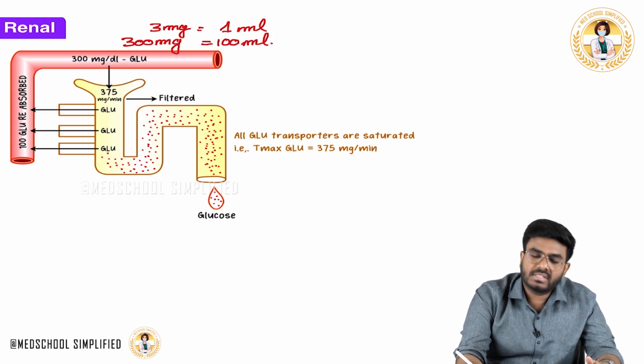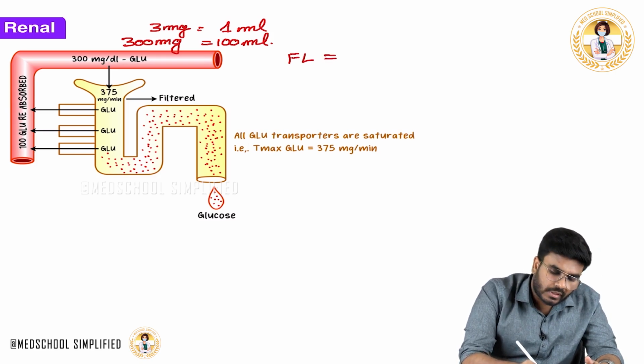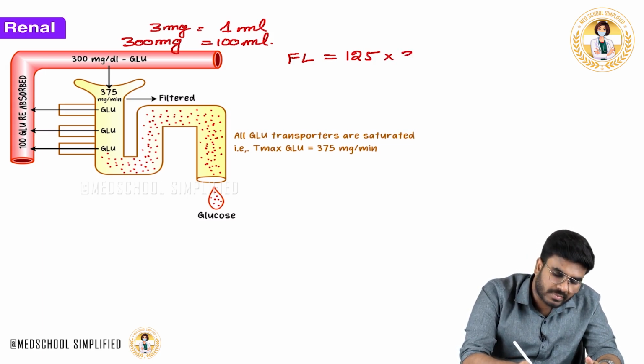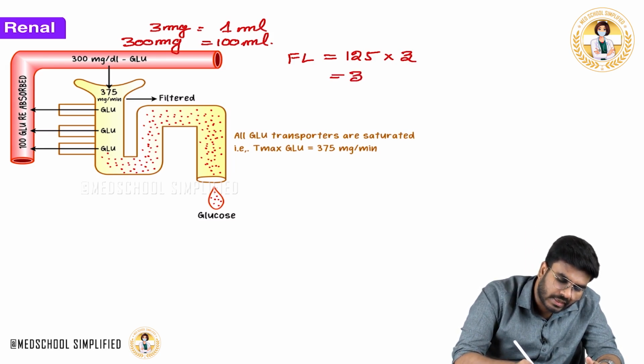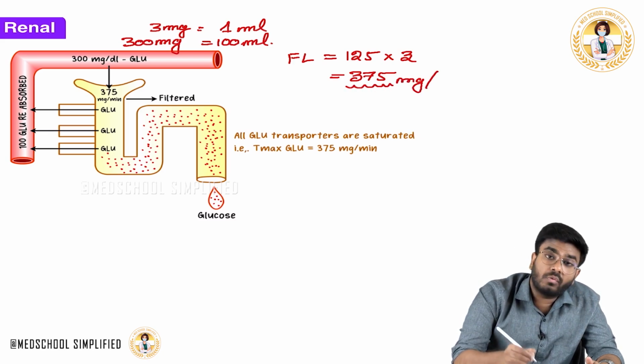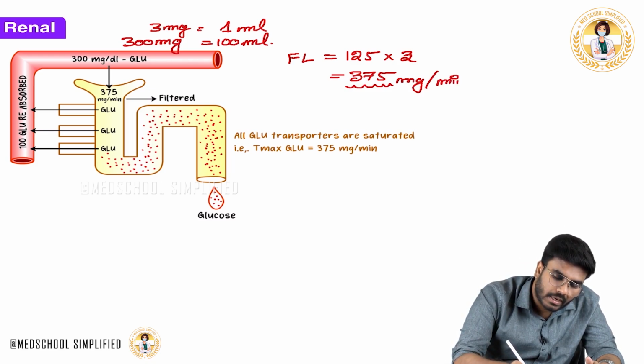So what is the filtered load in this condition? Filtered load is equal to GFR, the same GFR 125, into the plasma concentration of glucose, which is 3. So 125 into 3 is how much? 375. So now in our condition, 375 milligrams of glucose is getting filtered into all the nephrons every minute. Now comes the problem.